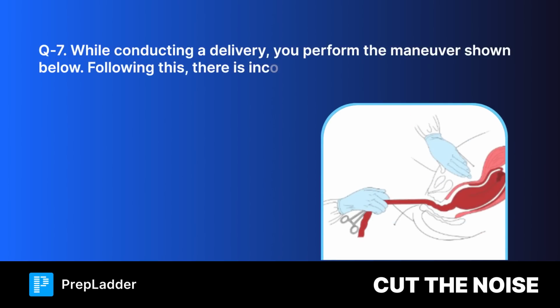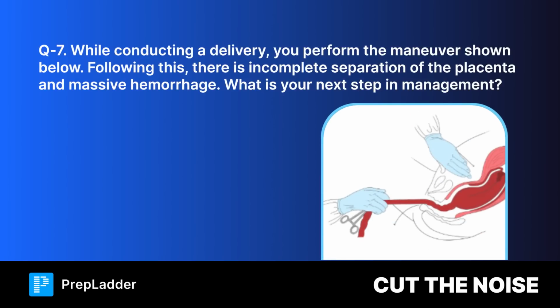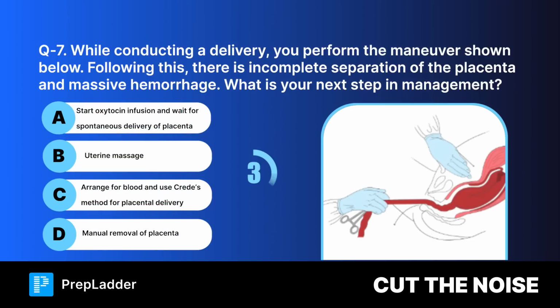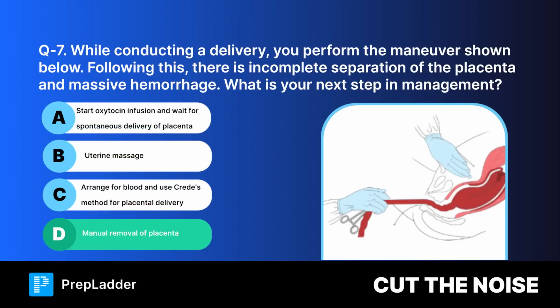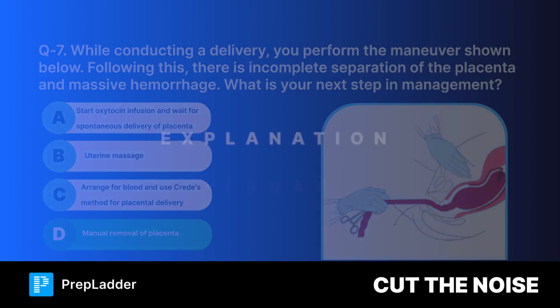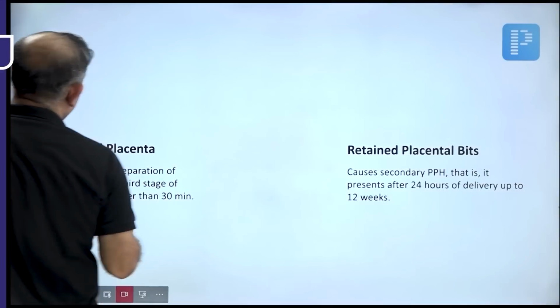Question 7. While conducting a delivery, you perform the maneuver shown below. Following this, there is incomplete separation of the placenta and massive hemorrhage. What is your next step in management? Your options are, and the correct answer is manual removal of placenta. Here's the explanation. Retained placenta.